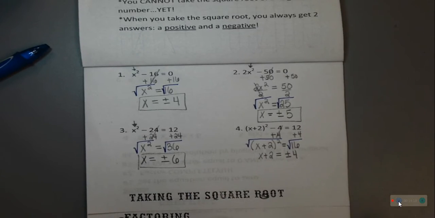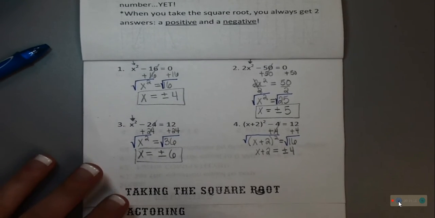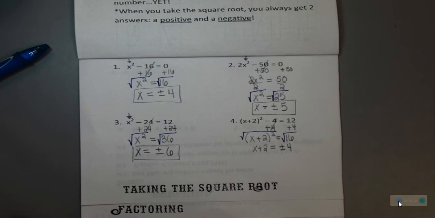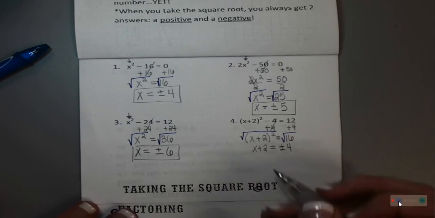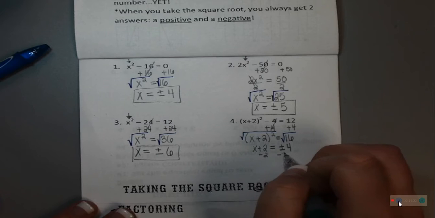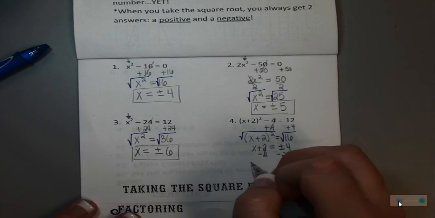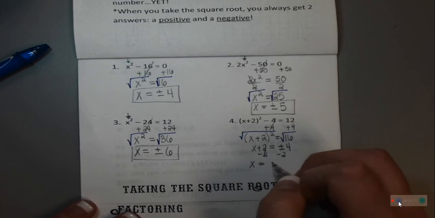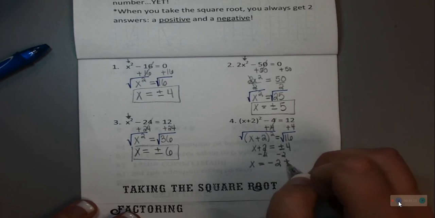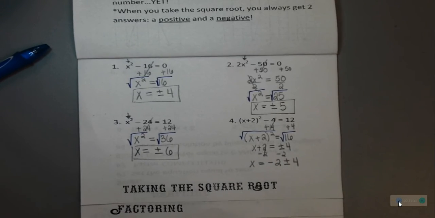Now, you're not done until x is by itself. Is x by itself? Why not? You've got a plus 2. You're going to subtract 2. Now I want you to watch this. This looks crazy. You're going to do x equals negative 2 plus and minus 4, because there's a positive 4 and there's a minus 4.